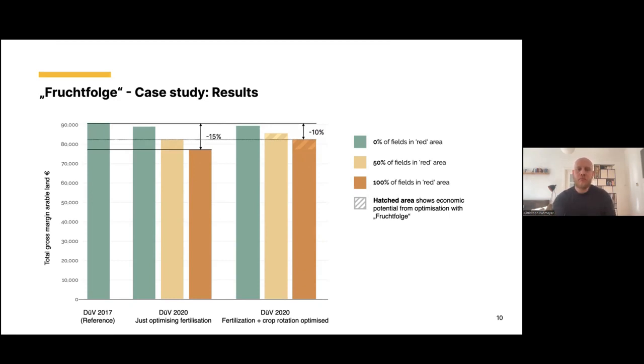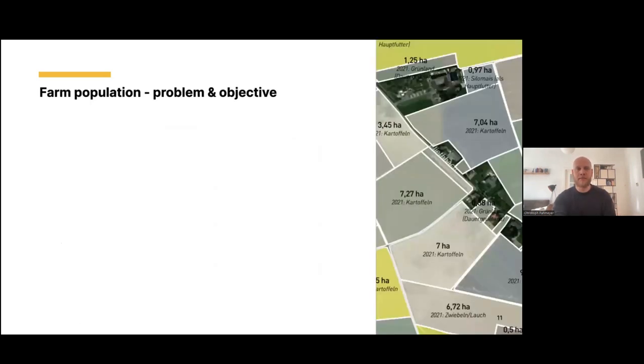So that was basically the economic benefit of just using the Fruchtfolge application for that specific farm. And you see that's up to something, right? If the farm has 0% of the fields in the red area, we can barely see a minimal economic gain from using Fruchtfolge, but it's not as much as for farms who have especially all of their fields in the red area. So now going off to the second paper, the farm population.